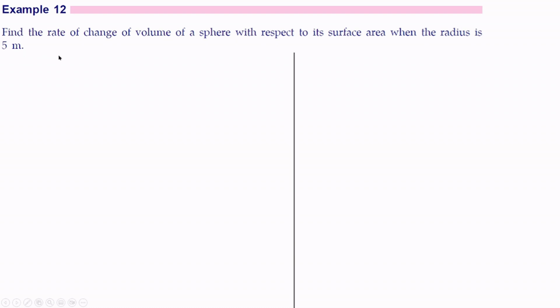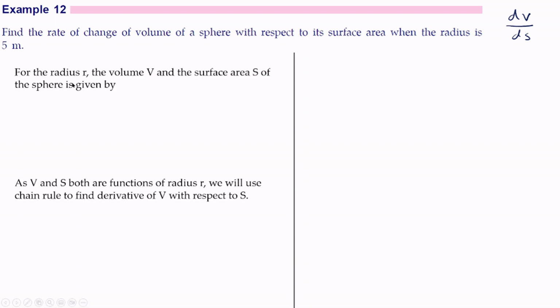So here, find the rate of change of volume of a sphere with respect to its surface area when the radius is 5 centimeter. So here we have to find the rate of change of volume with respect to surface area. So we have to find dV by dS of a sphere when the radius is 5 centimeter. So here for radius r, volume V and surface area S of a sphere, it is given by V is 4 by 3 pi r cube and S is 4 pi r square.